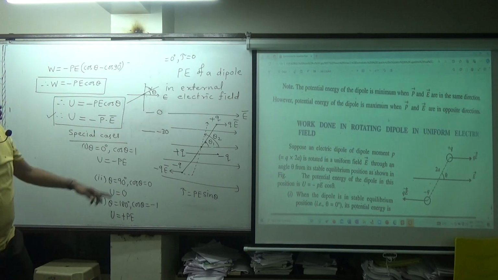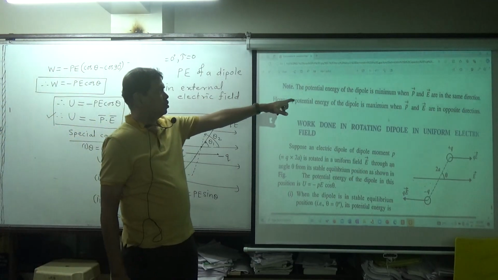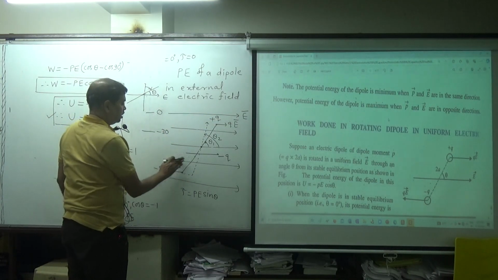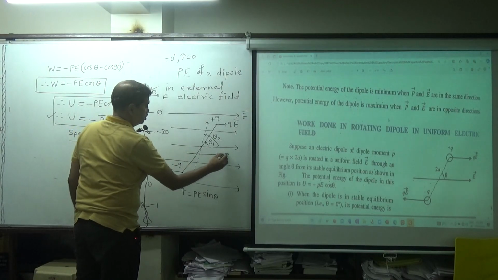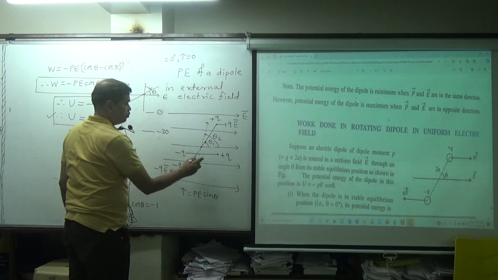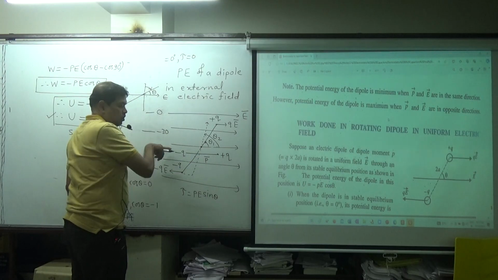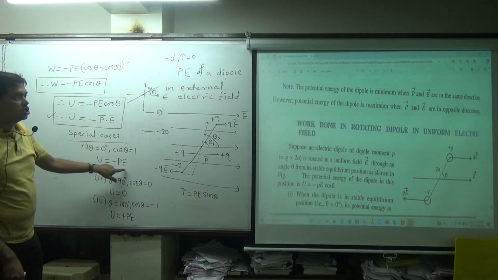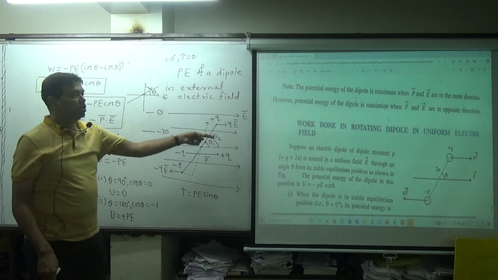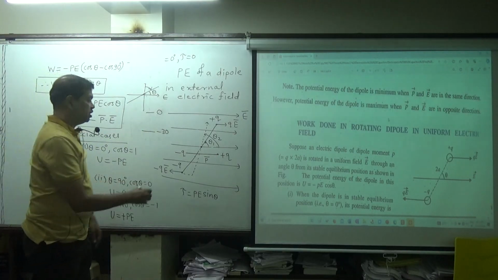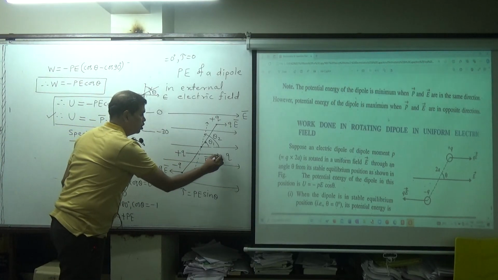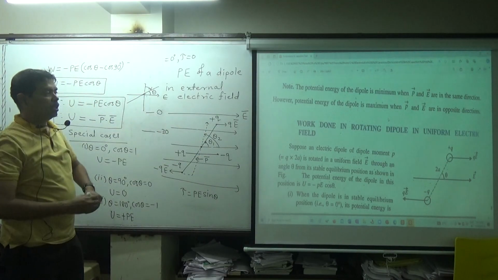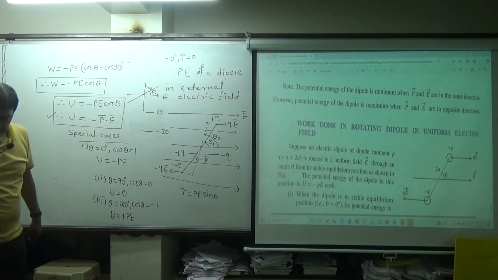Okay, so note the potential energy of the dipole is minimum when P bar and E bar are in the same direction. That is obvious. Plus Q this side, minus Q this side. P bar is directed from minus Q to plus Q. So theta is 0. So potential energy is minimum when P bar and E bar are in the same direction, and maximum when this is plus Q and minus Q, P bar will be in the opposite direction to E bar, meaning 180 degrees. So that is obvious.